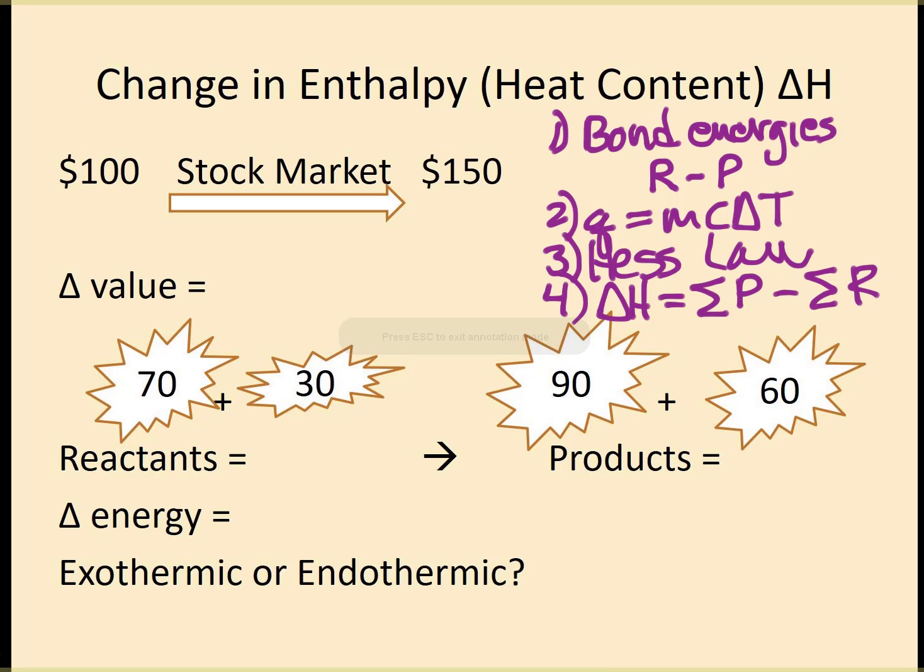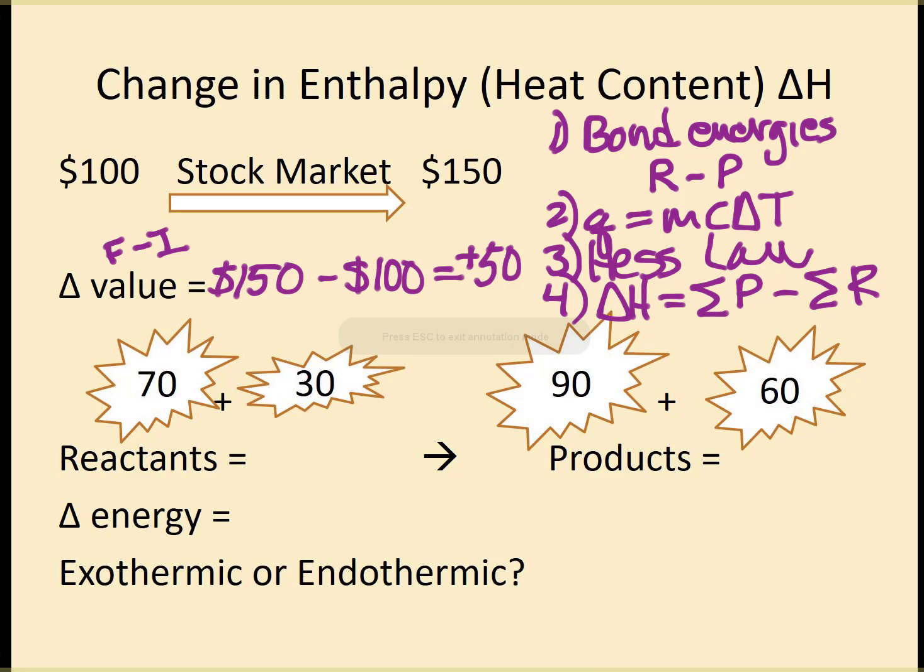Let's start off with an analogy. Let's say I give you $100 to play the stock market, and after a week you go to look at those bonds that you invested in and you find that they are not worth $100 anymore. Now they're worth $150. So what is the change in value? The delta means difference, and so you're going to do final minus initial. So I have $150 minus that $100 I put in, and I get a positive $50 that I earned.